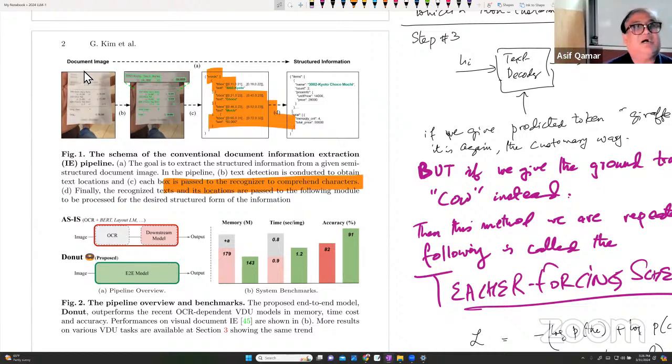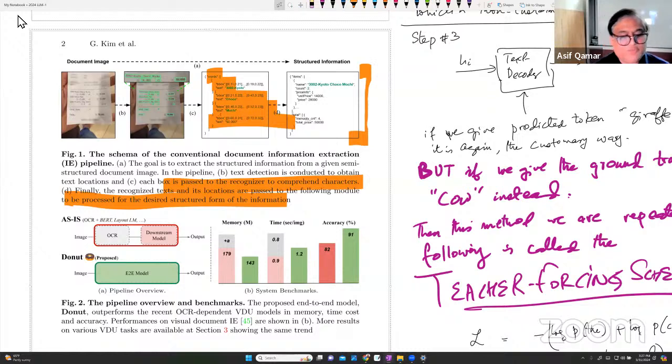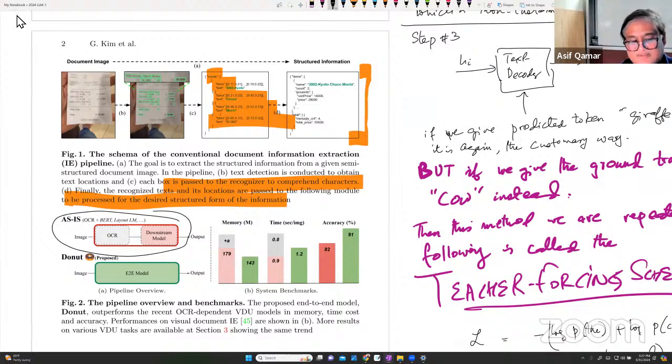Now comes the task of understanding it. You finally process it with the understanding model that will produce it in the structure that you need. From the words, you have to infer that the name is this, the unit price is this. That's when the understanding part comes. So it is a two-phase model. You have an OCR and a downstream model. You look at this, guys. This was the state of the art prior to this paper, right?